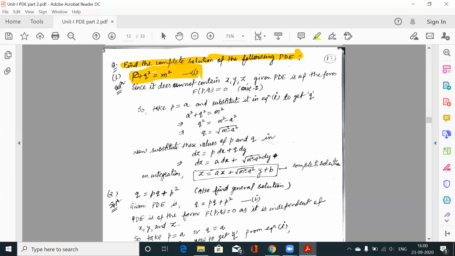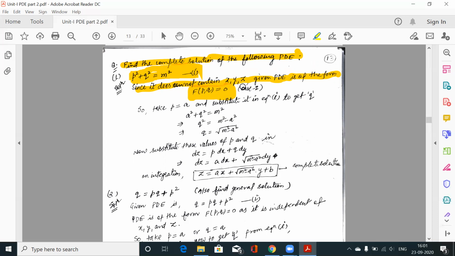But otherwise, if you don't remember this case 1, you can directly apply Charpit's method, because you know that any non-linear first order PDE can be solved by Charpit's method. You just apply that method. If you remember this case, that this equation does not contain x, does not contain y, does not contain z, then this is in standard form 1 or case 1. Since it does not contain x, y, z, the given PDE is of the form f(p, q) equal to 0. It has terms with p and q only. m is a constant, and a constant will not change your answer.